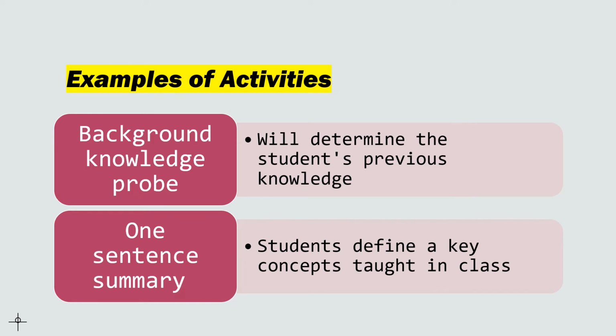Some examples of simple activities you can use include the background knowledge probe and the one sentence summary. Background knowledge probe is a series of questions asked to the students before the class starts. This helps the instructor determine how much previous knowledge the students have and if the instructor needs to cover some concepts before moving forward. The one sentence summary involves the students summarizing what was taught in class in a single sentence. This way, the students are able to take away the most important concepts from the lecture.